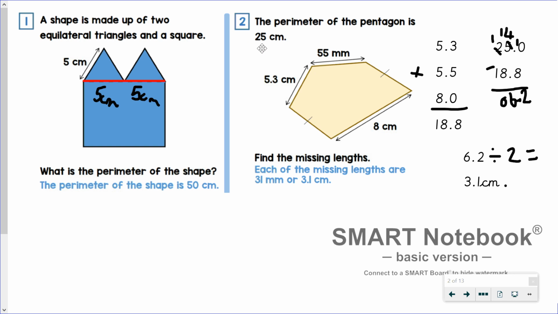Now I know the total perimeter is 25, so 18.8, add these two sides, should be 25. So I'm going to do the inverse. I'll put 25.0 so I can calculate a bit better, and then take away the 18.8, and I end up with 6.2. So both of these sides are equal to 6.2 when added together. We want to know the length of each. If they're both exactly the same, we can just split them equally, which means dividing by 2. So 6.2 divided by 2 is 3.1. So both lengths are 3.1 centimeters. If you did it in millimeters, you're looking for 31 millimeters.